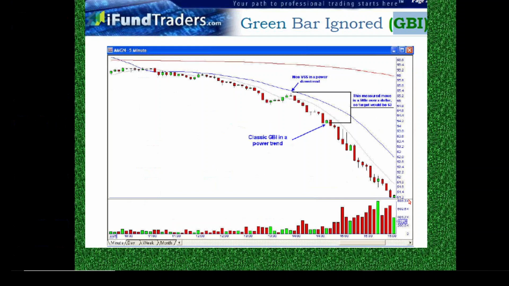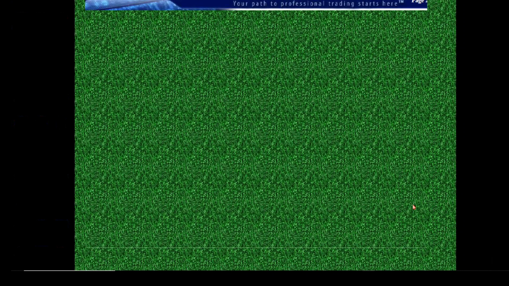Well, that's how you would play this trend. It's not hard to do. This is not rocket science. This is repeating the same things over and over and over. Green bar ignores, red bar ignores. Repeat those over and over and over. It becomes second nature to you.